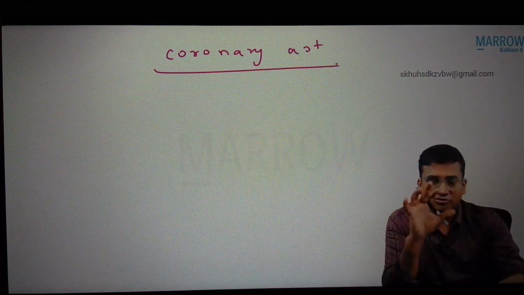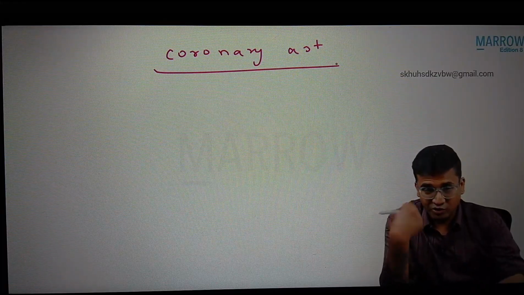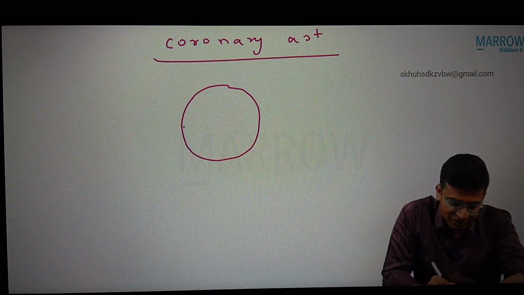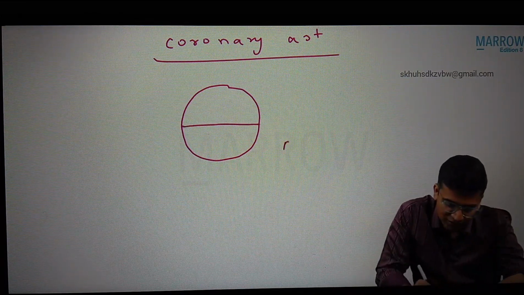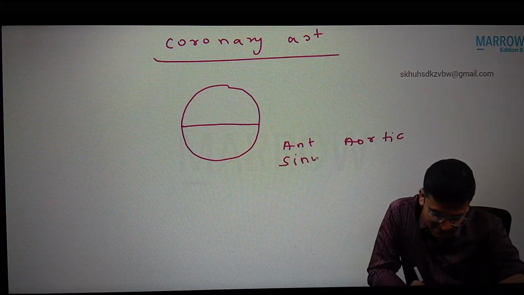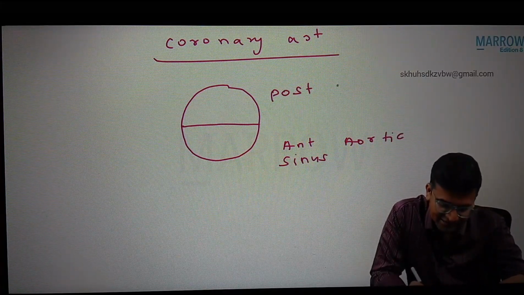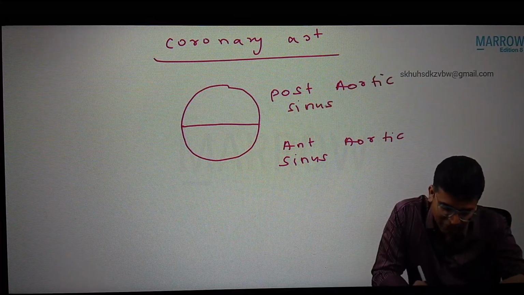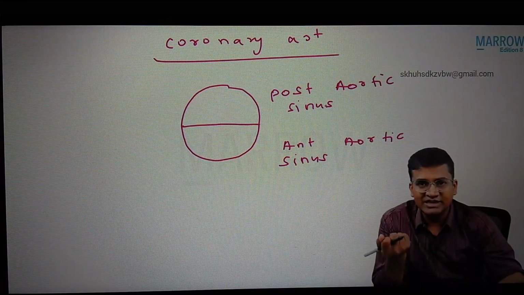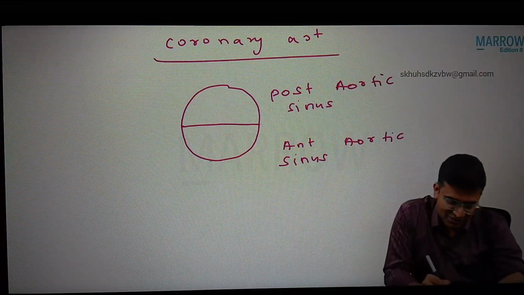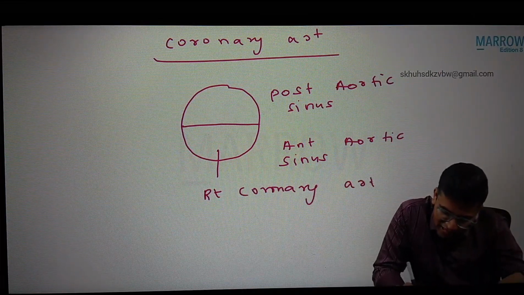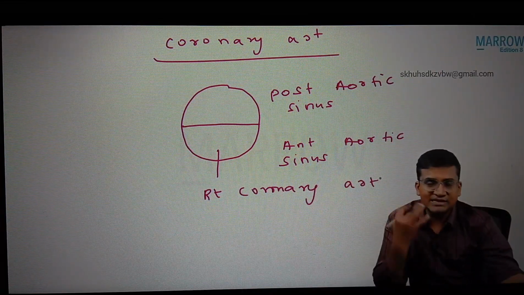See, at the beginning of the aorta, we have some space, and that space is called the aortic sinus. If you take a cut section of the aortic sinus, you can divide it into two: the anterior aortic sinus and the posterior aortic sinus. Now, the anterior aortic sinus will give origin to the right coronary artery. So, the right coronary artery originates from the anterior aortic sinus.